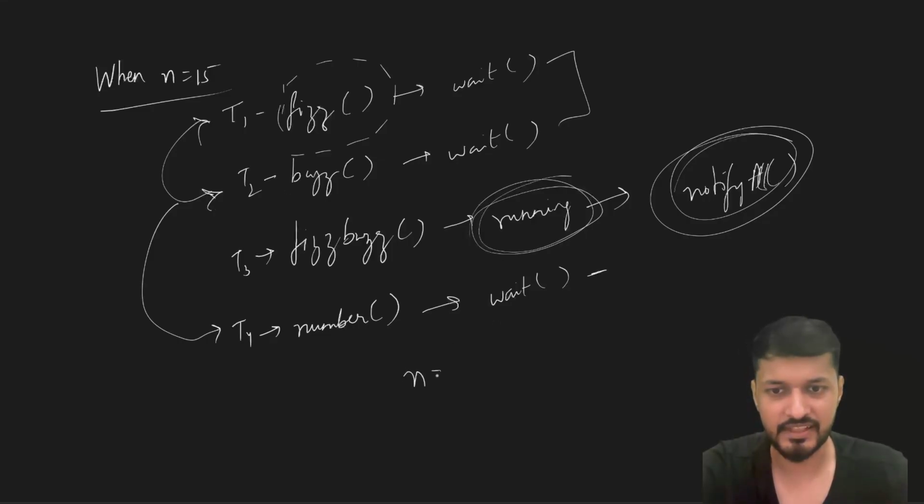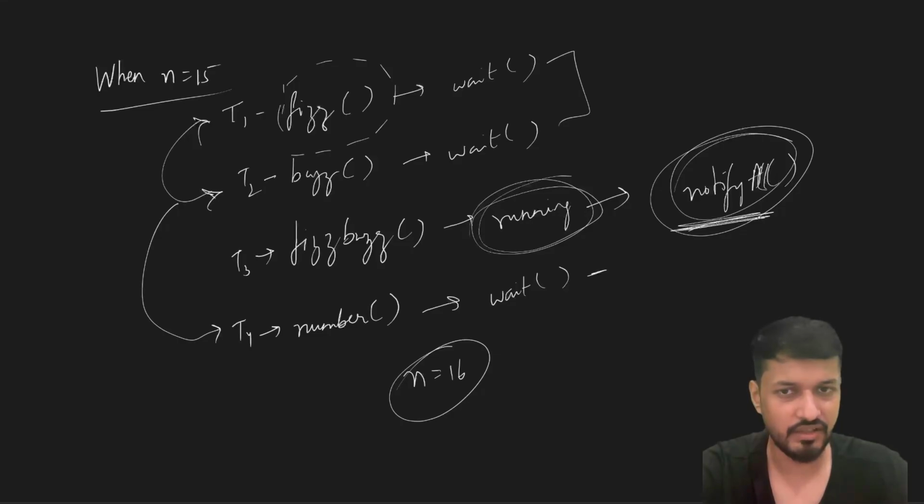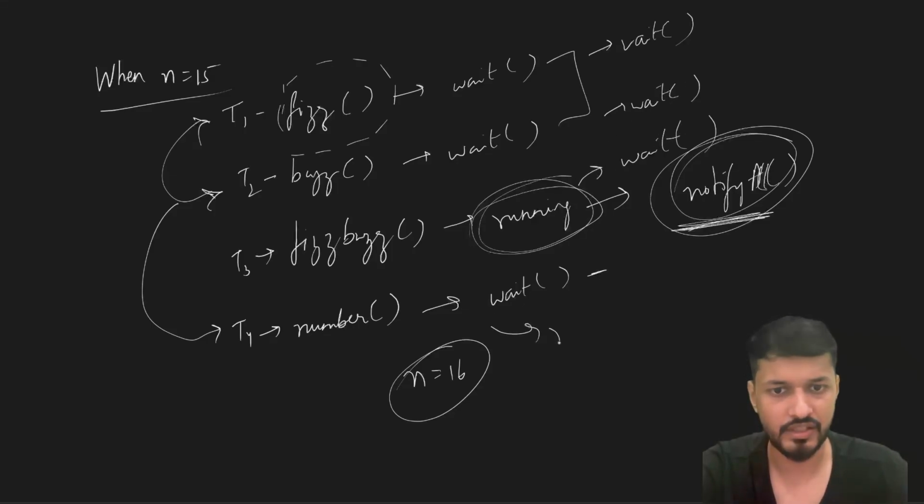The value of n is now 16. After executing notifyAll, all the threads T1, T2 and T4 are in running state. They again go in their while loop and check whether they are responsible for printing 16 or not. So T1 checks, it is not divisible by 3 and not divisible by 5, so it again goes in wait state. This will also go in wait state. This will go in wait state, and this will go in running state, right?